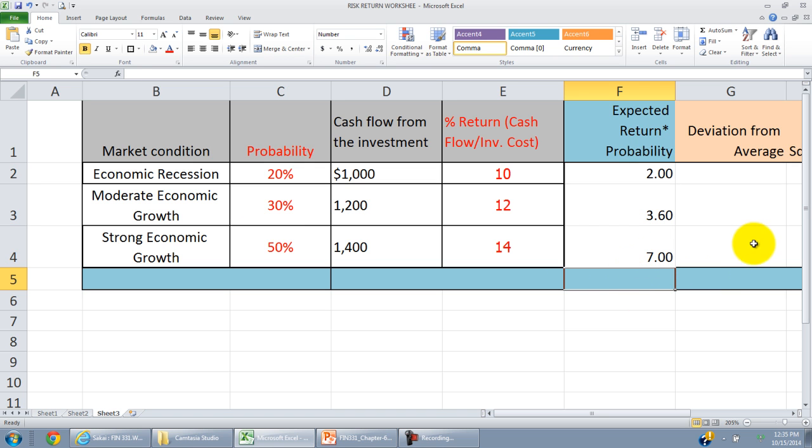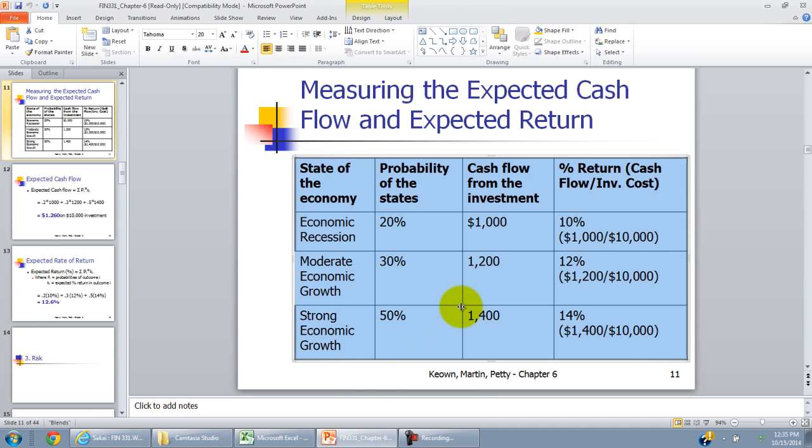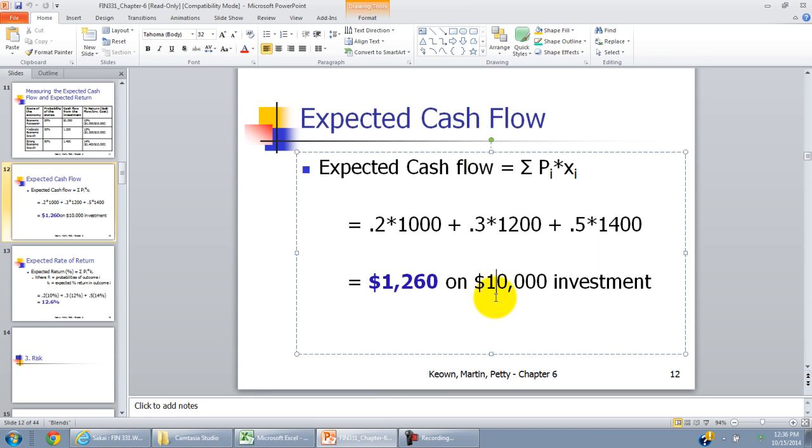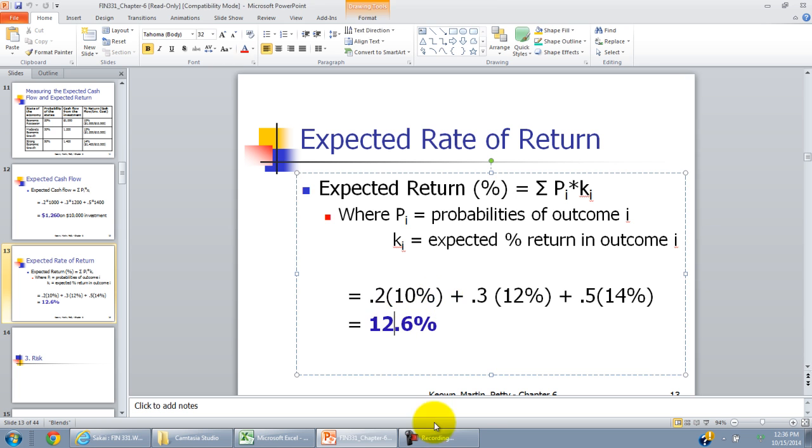So all in all, the last step you need to do is to add those three numbers up. You take 2 plus 3.6 plus 7. You add it up, it will give you 12.6%. So no big deal, it is right here. It's 12.6%.